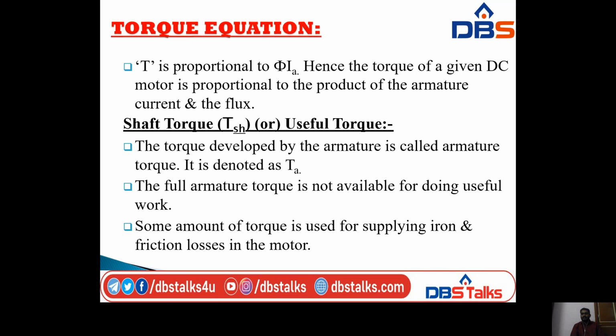Shaft torque is represented by the letter τsh. The torque developed by the armature is called armature torque, you know this one, and it is denoted as τa. The full armature torque is not available for doing useful work. Some amount of torque is used for supplying iron and friction losses in the motor. These losses, iron and friction losses and copper loss, I am going to cover in the coming topics. Here I am telling only that some amount of torque is used for supplying iron and friction losses in the motor.